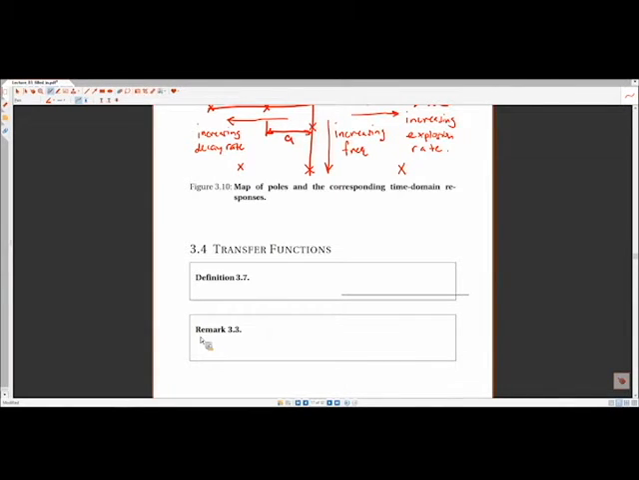Anybody? In what domain? Time or frequency? Yeah, I heard it. Frequency. Yep. So it's a ratio of the Laplace transform of the output to the input. So let me write this down for you guys. Okay, here you are. Sorry, forgive my handwriting.